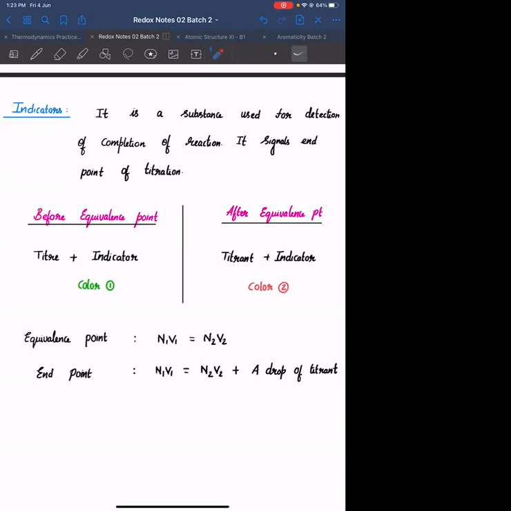What should the actual equivalence point be? N1V1 must be equal to N2V2. But actually, how much are we adding? This volume V2 has one extra drop added beyond what is needed. Okay, so in the volume calculation you will be writing N2 into the volume added. The volume is the volume that is required for the complete equivalence point plus the extra drop you have added. Is this clear?